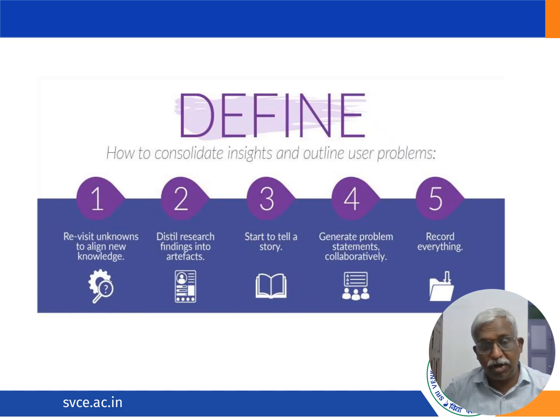What are the research articles available at the national level and international level? After taking all those things, narrate a story about that problem. From narrating the story, generate a problem statement accordingly. Then finally, rethink, revisit, and record everything in a proper way. So based on the empathy, we need to identify the problem statement.